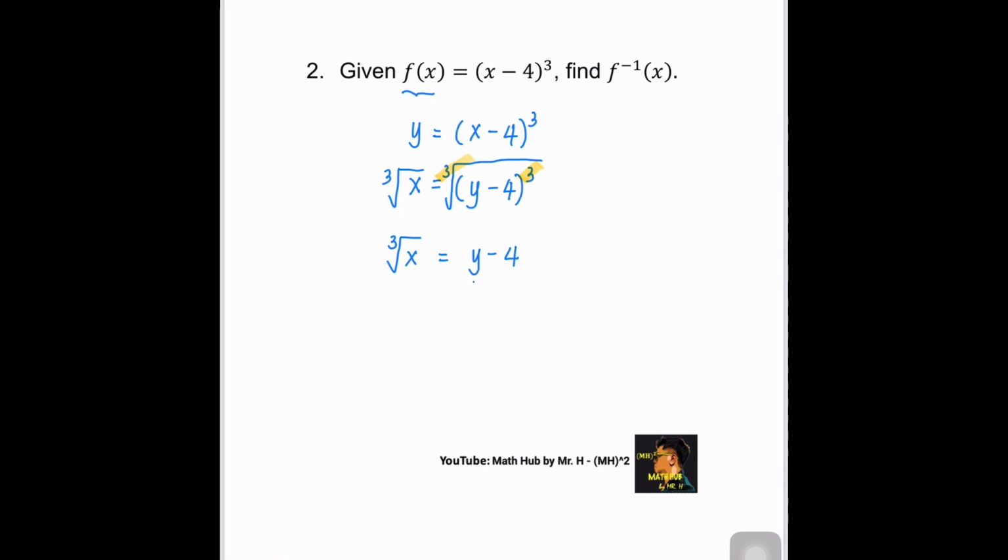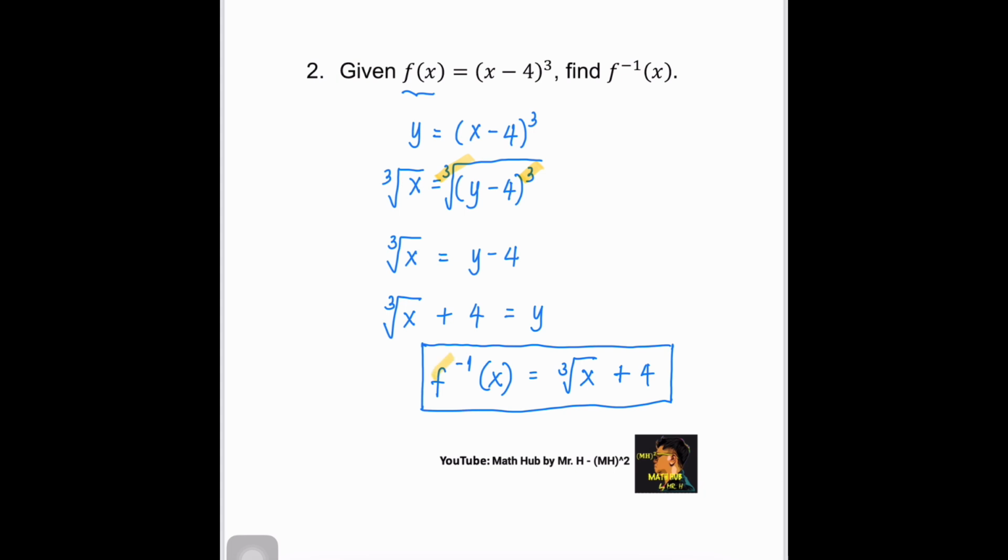And from here, we can see that to find the value of y, we can add 4 to both sides of the equation. So this is going to be cube root of x plus 4 equals y. And remember the notation. So for the final answer, this is going to be f inverse of x equals cube root of x plus 4. And that is the answer.